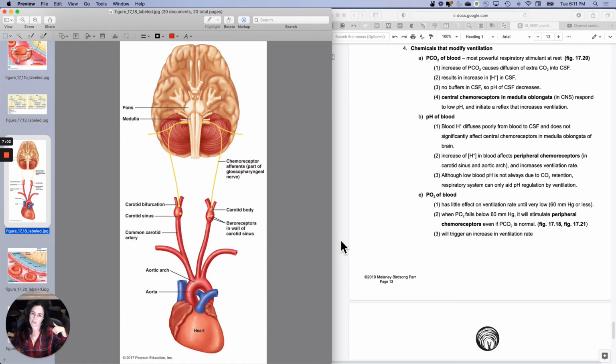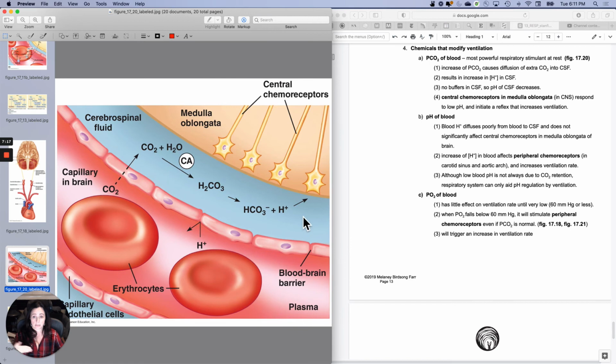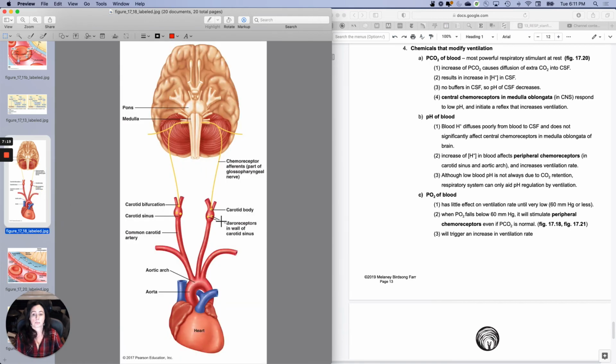But not because it diffused into my cerebrospinal fluid, but because I detected it in the carotid sinus and in the aortic arch. So if you detect low pH in those, it will activate not central chemoreceptors, because these are central chemoreceptors in the central nervous system. These are called peripheral chemoreceptors. It will activate those in the carotid sinus and the aortic arch.